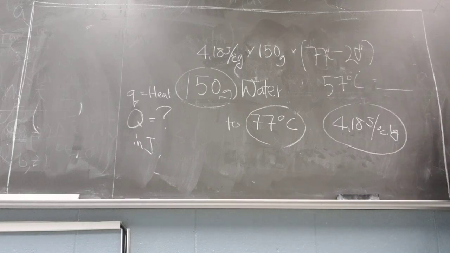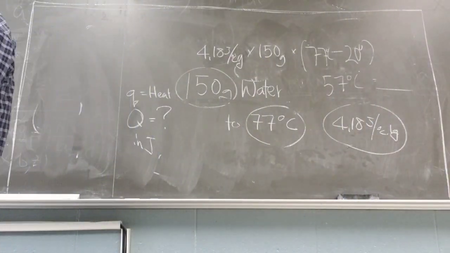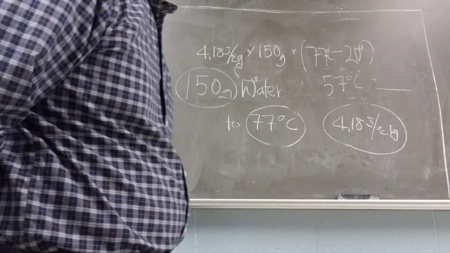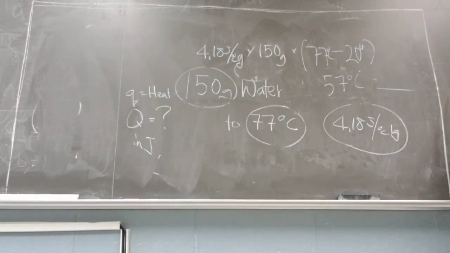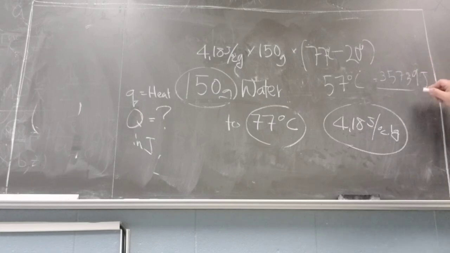So can you guys do this for me? Okay, so 4.18 times 150 times 57. That would be 35,739. Perfect. That's the answer.